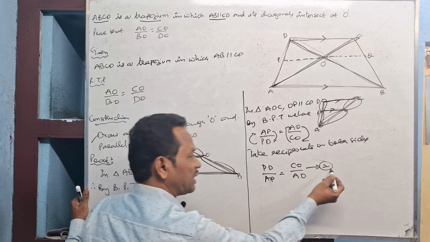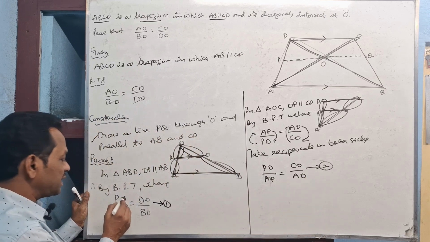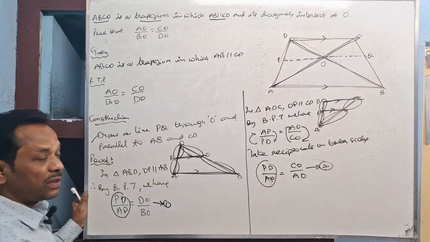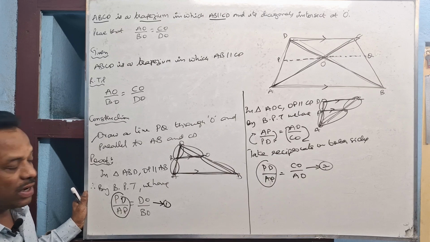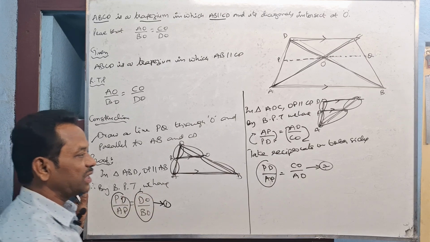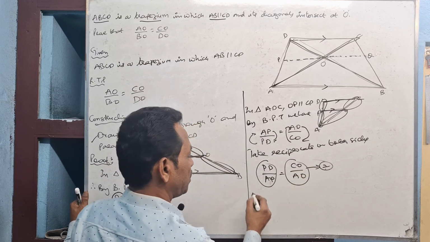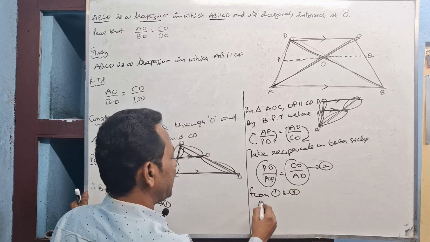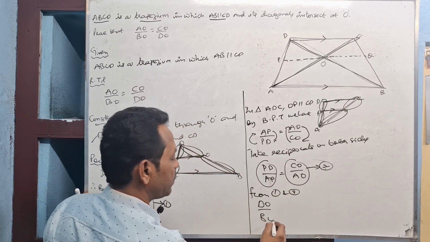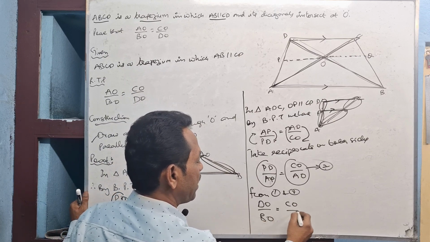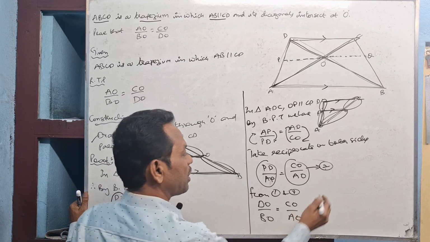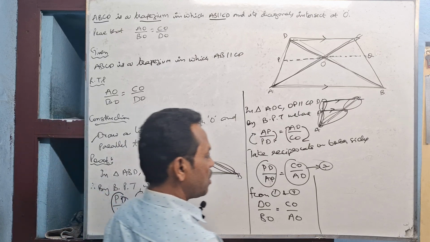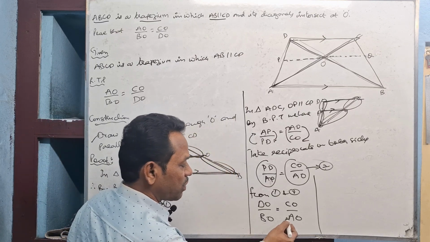Now in these two equations, observe carefully. In the first equation our LHS is PD by AP, and here also PD by AP. Both the LHS are equal, so I can say the RHS of the first equation is equal to the RHS of the second equation. From 1 and 2, we get DO by BO equal to CO by AO. If anybody has doubts, just raise them in the comment section. Now let's go for cross multiplication.